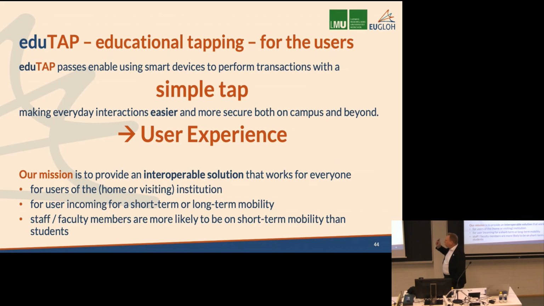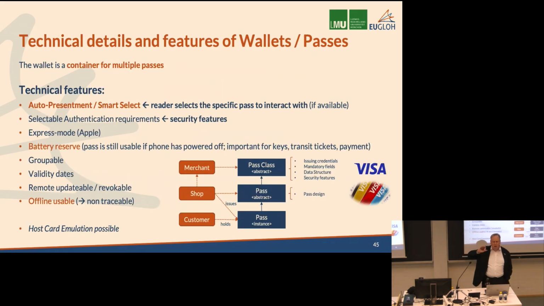So it's all by a simple tap. It's all about user experience. But to do that, we need to understand how the wallet works. The wallet has a lot of features, but in the end it comes down to one essential thing: a wallet is a container for multiple passes, the credentials. We have auto-presentment, and that's one of the best features you can get. The reader selects the card in the smartphone. You don't have to search through the system. The reader selects the card.